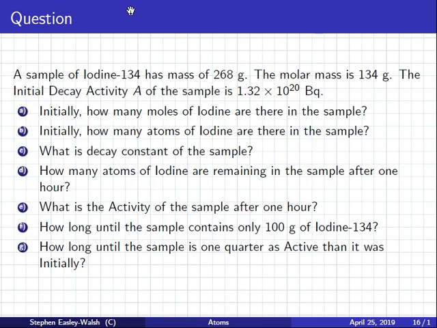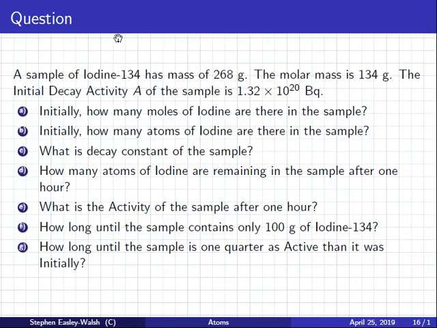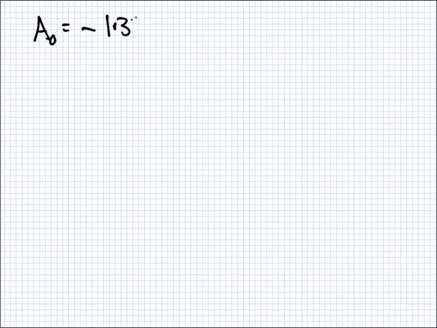So let's have a look at an example. A sample of iodine 134 has a mass of 268 grams. The molar mass is 134 grams. The initial decay activity, so that's A0, is this. So let me write that down. A0 is minus 1.32 times 10 to the 20 Bq.